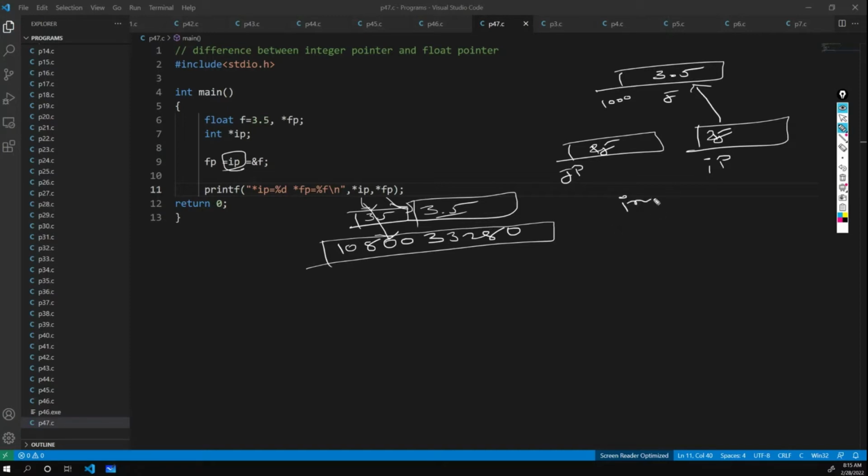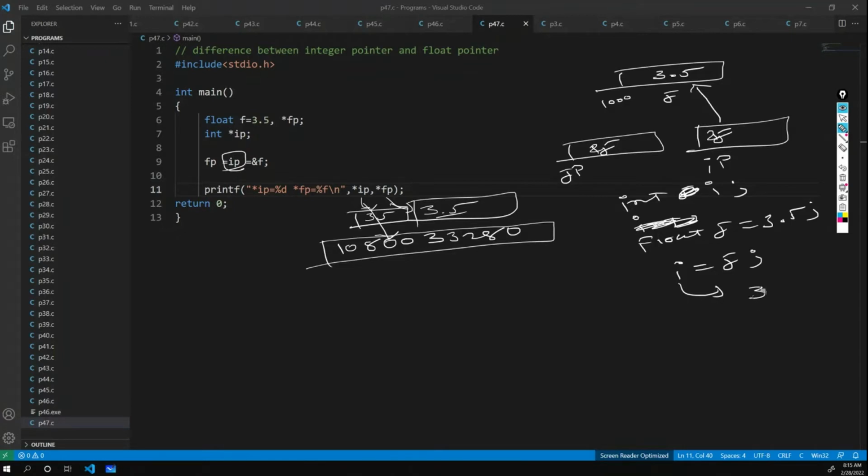Because of float data. Suppose I do it without a pointer: integer i and float f equal to 3.5. Now i is equal to f. And what will be my i? i will be 3, yes, right? This is integer, normal values.